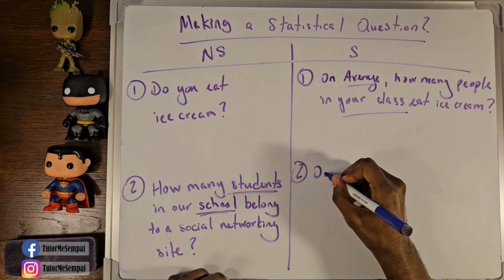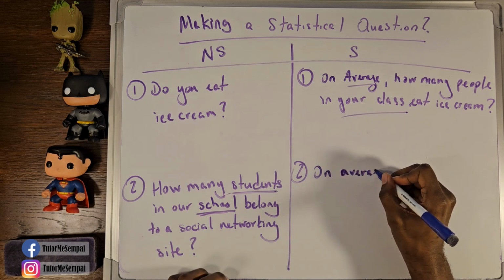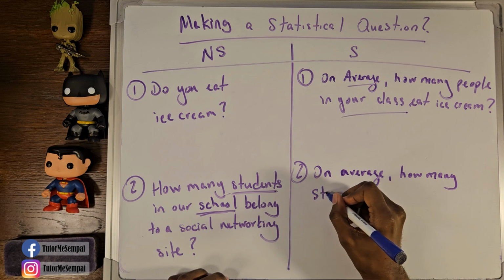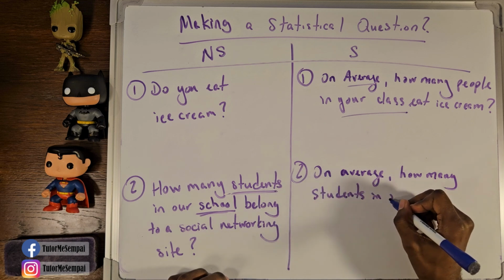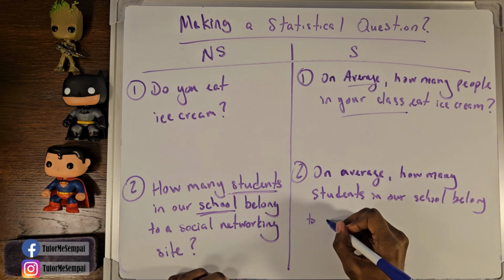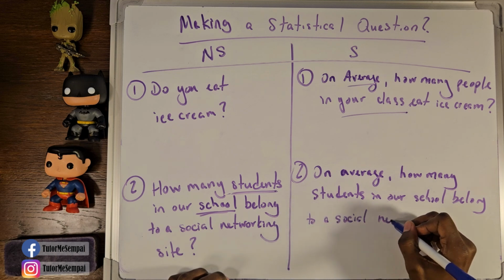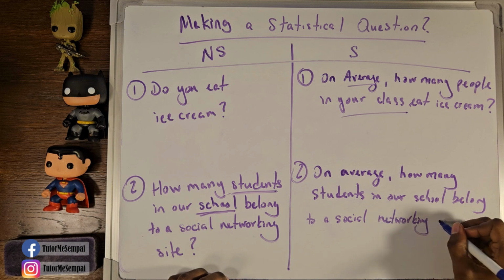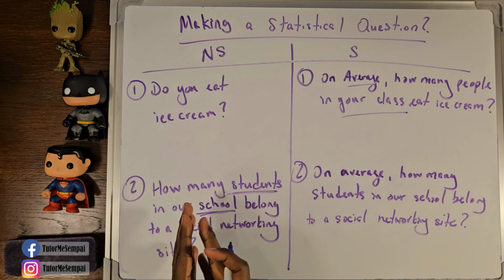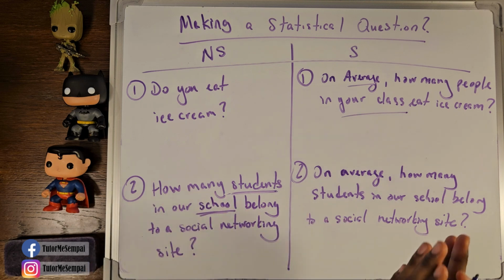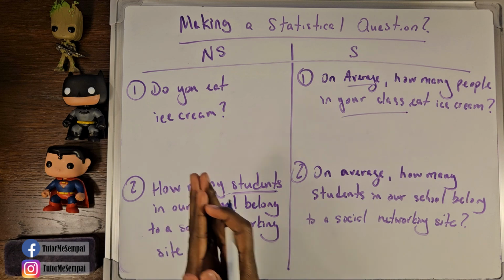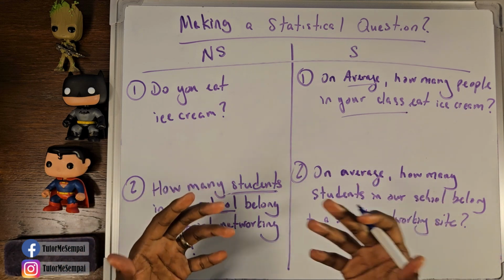So you can say, on average, how many students in our school belong to a social networking site. All we did was add on average. Now you've changed this from a simple counting to a calculation that requires you to have all your yeses and your nos. Remember, in order to be a statistical question, you need to collect data that varies.